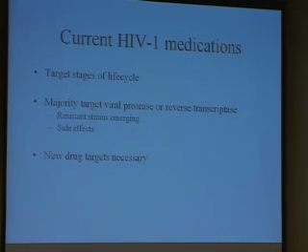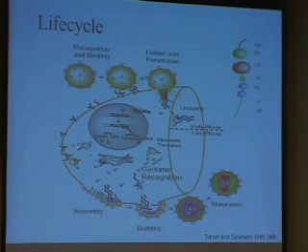Current HIV medications target specific stages of the viral life cycle, as I'll show on the next slide. The majority of them target the viral protease or the viral reverse transcriptase. However, due to the rapid mutational rate of the virus, resistant strains are beginning to emerge, making new drug targets necessary. So here's a view of the HIV-1 life cycle.